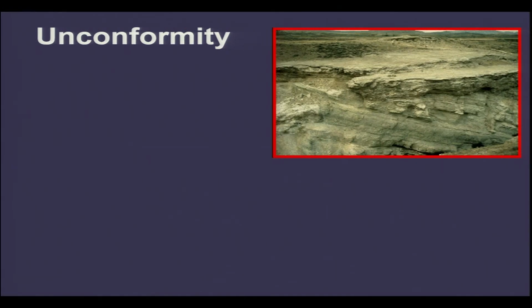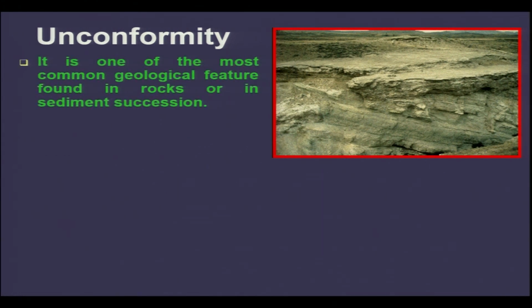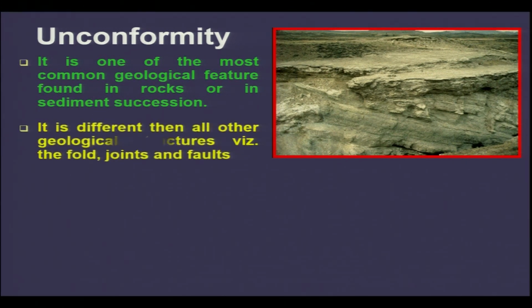If you carefully see this exposure which has been shown on the right hand side of the screen, you see some very beautiful inclined stratification, and then on the top you have the horizontal stratification. So, this also marks the change in the depositional environment, and this is termed as an unconformity. Unconformity is one of the most common geological features. You will see primary or maybe secondary tectonic unconformities also. They are found in rocks or in sediment succession. It is different from all other geological structures, namely folds, joints and faults.